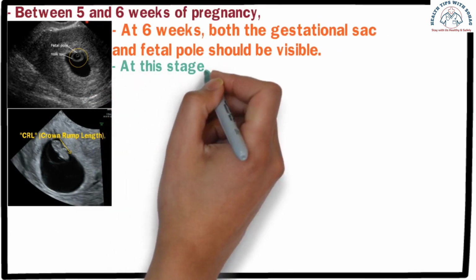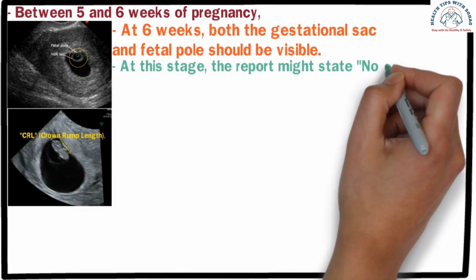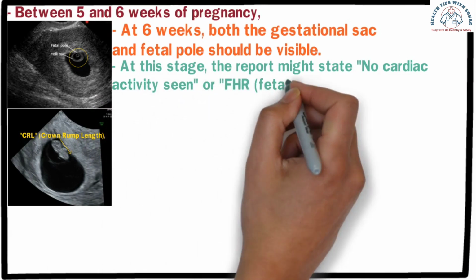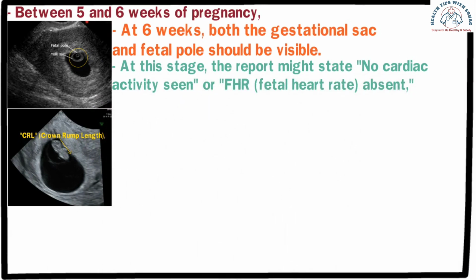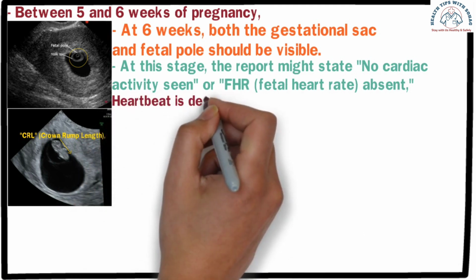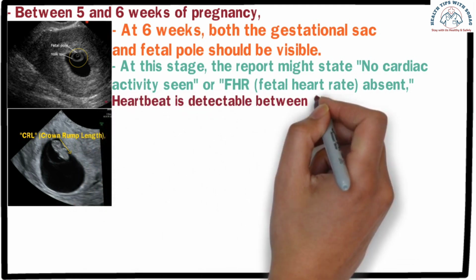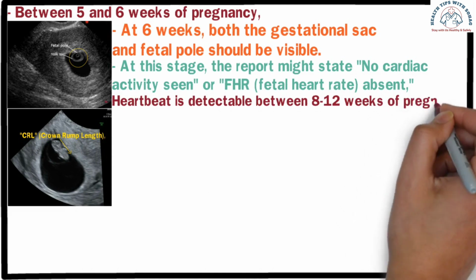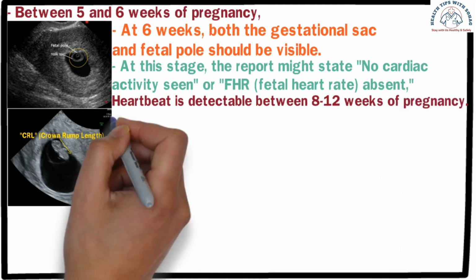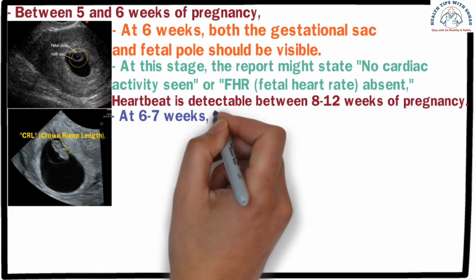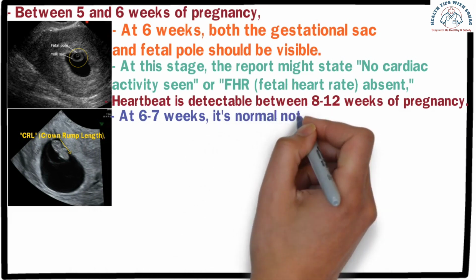At this stage, the report might say no cardiac activity seen or fetal heart rate absent, meaning the baby's heartbeat has not been detected yet. Generally, the baby's heartbeat is detectable between 8 to 12 weeks of pregnancy. If you have an ultrasound at 6 to 7 weeks, it is normal not to see the heartbeat.